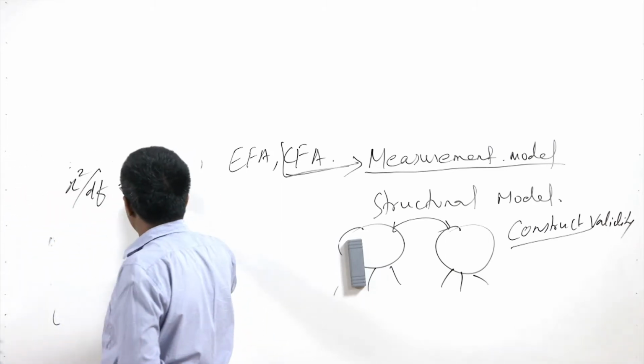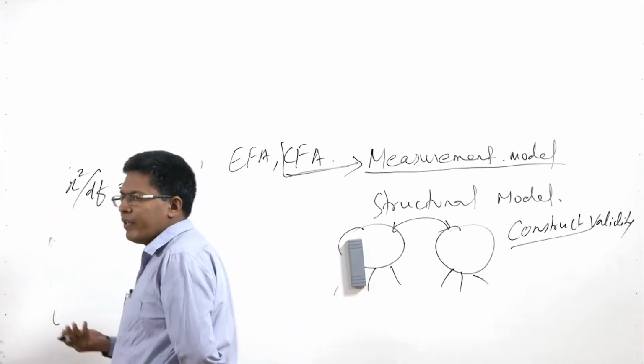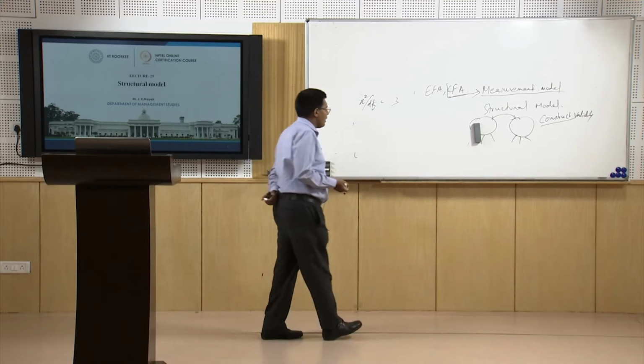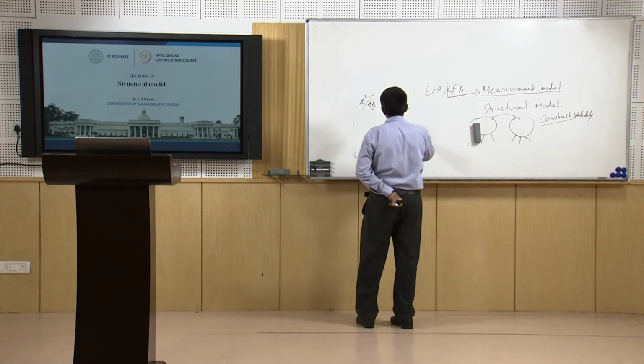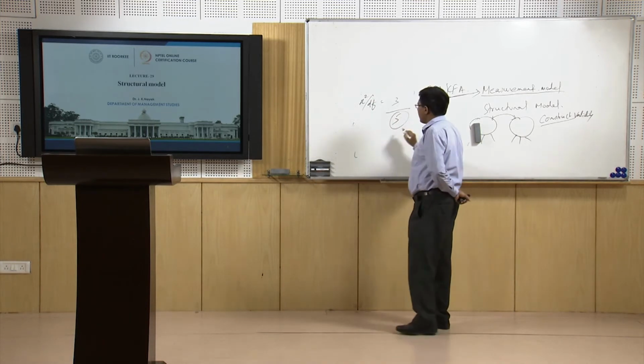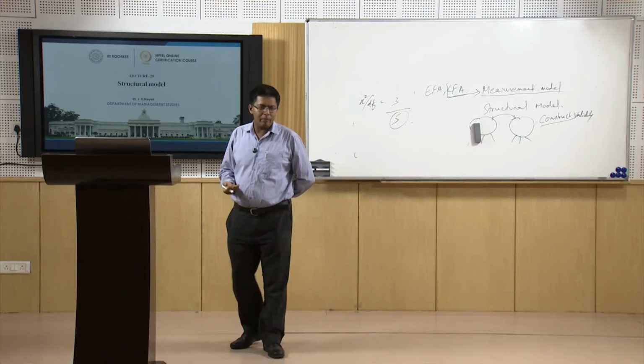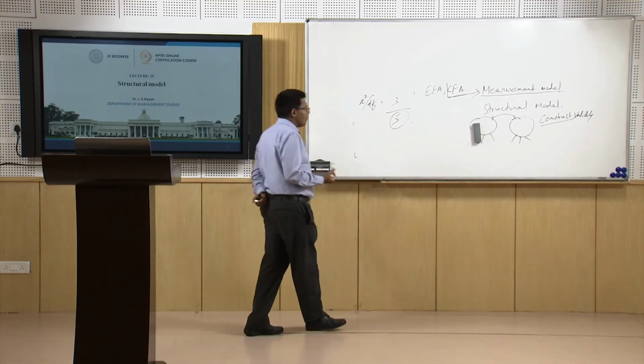Anything less than 3 is good, we say. We have taken a magic value of 3. But some researchers also say anything up to 5 is still good. So, what does it mean? The chi-square by degree of freedom basically compares against a baseline model.